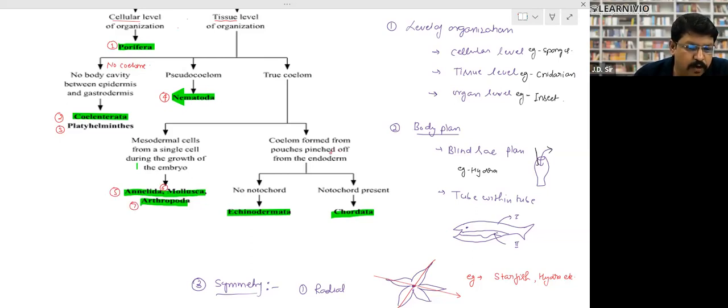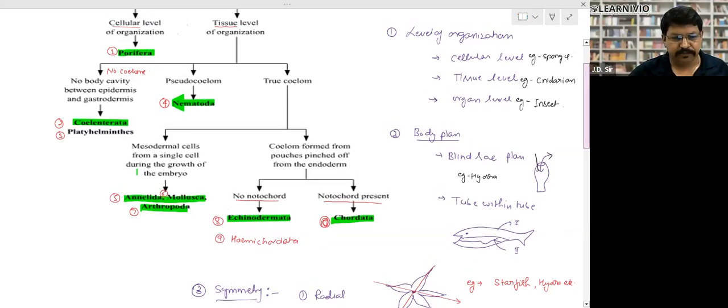Further, coelom is found, but some have a notochord. Notochord means backbone, right? Notochord present, no notochord. So the eighth one is Echinodermata, and the ninth is Chordata. There's one thing which is missing. I will tell you: between Echinodermata and Chordata there is one more, Hemichordata. So Hemichordata will be the ninth, and Chordata will be the tenth. That is the classification, right?